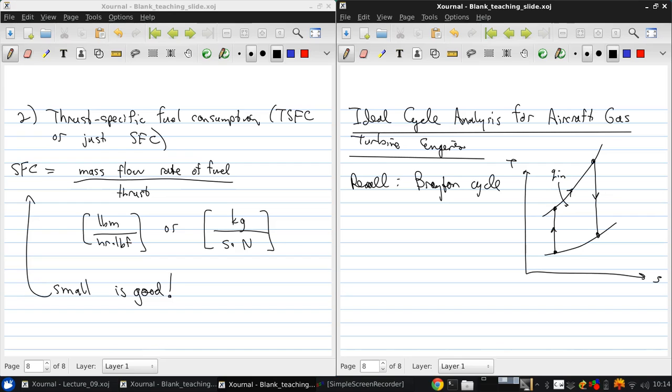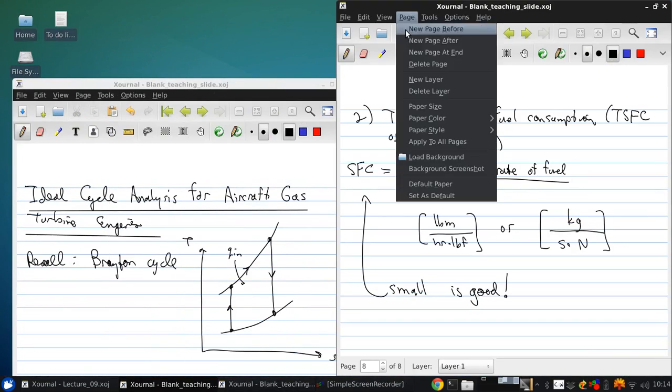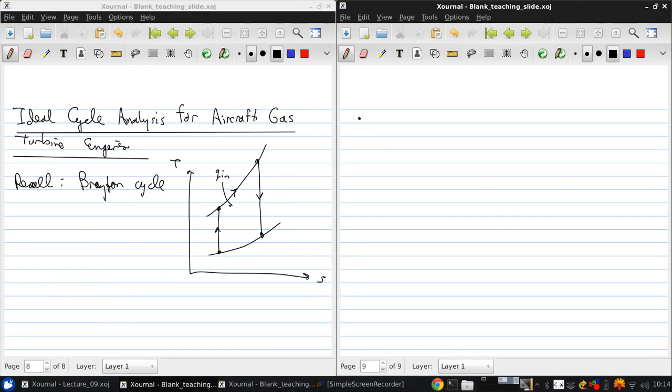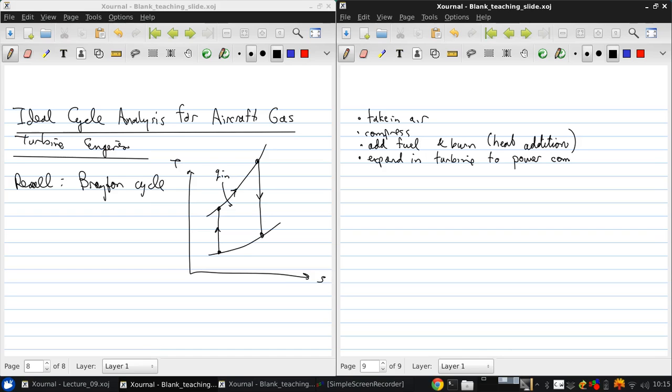So let's consider a simple turbojet engine, which is the simplest kind of jet engine. And we can model this directly with the ideal Brayton cycle. So let's look again at what happens. We take in air, compress it, add fuel, and burn it. The modeling process is heat addition. We expand in the turbine to power the compressor, and accelerate the fluid in a nozzle to generate thrust.